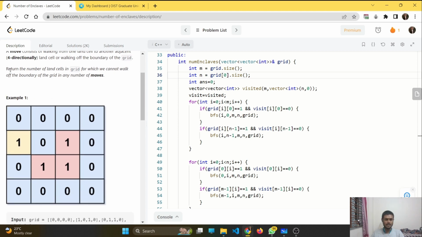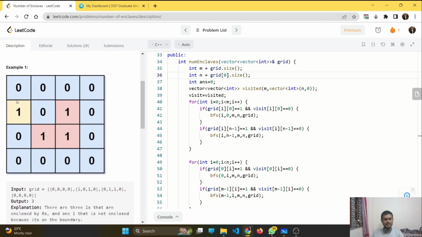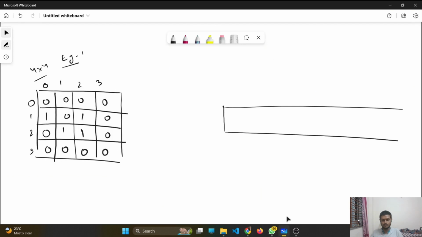So what the question asks is to return the number of land cells for which we cannot walk off the boundary of the grid in any number of moves. So the question says that we are given a 2D matrix which contains zeros as well as ones. We need the land cells which are not directly or indirectly connected to the boundary. So let's check out this example here.